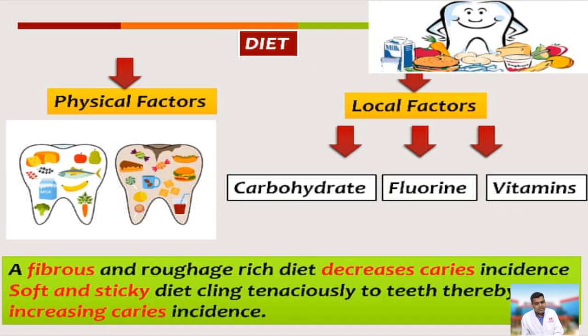Coming to the diet, as you all know, with a fibrous and roughage-rich diet, the chances of dental caries are less. If you have a soft and sticky diet, the chances of dental caries are more. Obviously, a soft and sticky diet sticks to the tooth surface and remains for a long time, which causes dental caries, while a fibrous diet clears all the surfaces and the chances of caries decrease. Also, a carbohydrate-rich diet has more chance of dental caries, and fluoride and vitamins reduce the chance of dental caries.